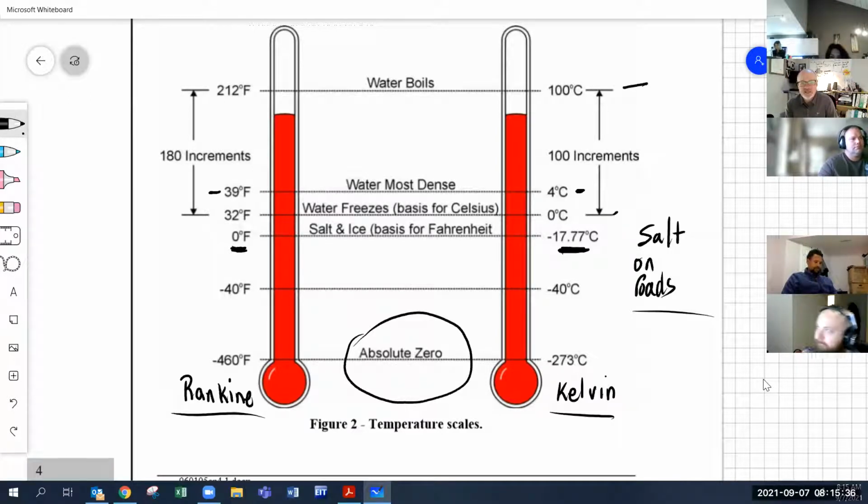And you should know that in between zero and the melting point and the boiling point, there's 100 different degrees, and from the melting point to the boiling point on the Fahrenheit scale, it's 180 degrees difference between the two.